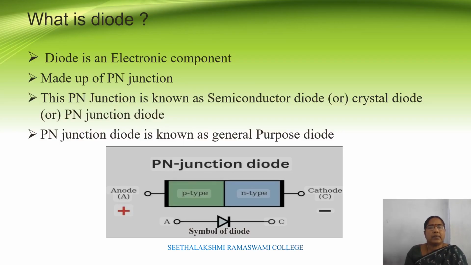This PN junction diode is known as a general purpose diode because this diode is mainly used for rectification and switching purposes. So this diode is called a general purpose diode. The structure and symbol of the PN junction diode is shown in the figure. The anode lead is taken from the P-type material and the cathode lead is taken from the N-type material.